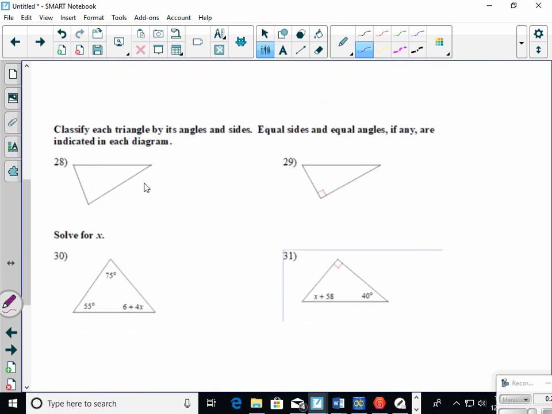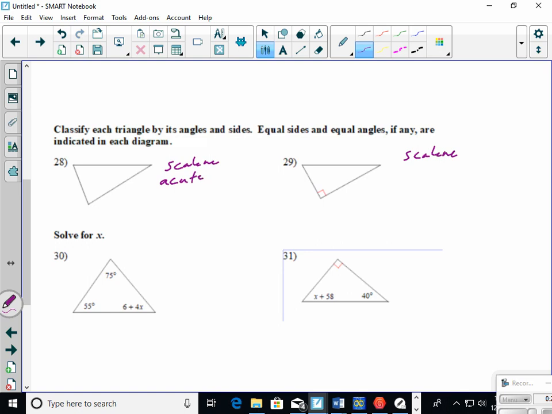All right. Classify each triangle by its angles and sides. Equal sides and equal angles, if any, are indicated in each diagram. We have no congruence marks on either one of those, so we know they're both going to be scalene. And if I look at these angles, all of them look like they are less than 90. It's going to be scalene acute.